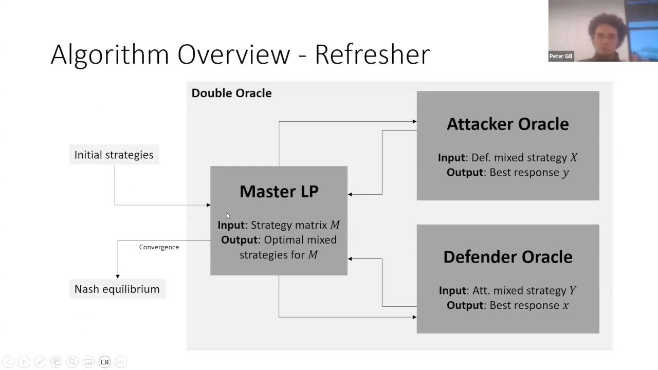So just a refresher of what was going on with the double oracle. I have initial strategies. I have my master LP, which computes the optimal mixed strategies given my current matrix M, which contains the strategies as of current. And then the attacker oracle and the defender oracle are going to generate new best responses for each of those.